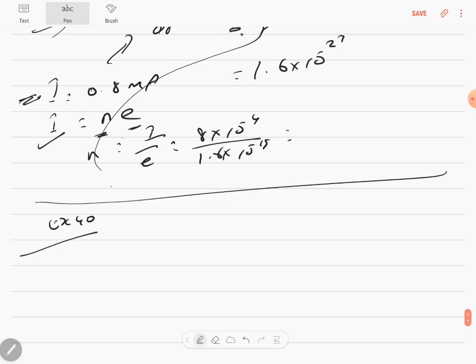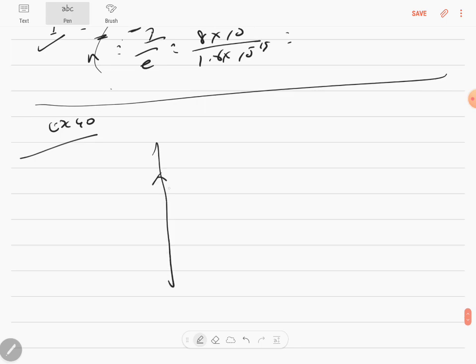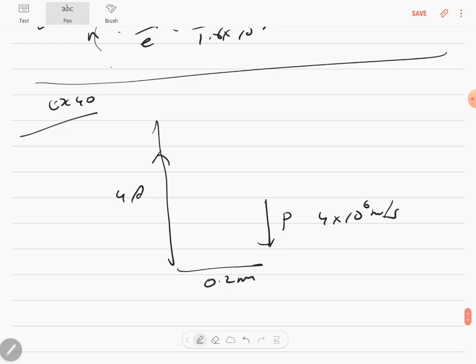It's too much. Okay. A long straight wire AB carries a current of 4 amps. A proton P travels parallel to this wire, going like this, it seems. 4 into 10 to the power 6 meter per second is the velocity, and it's at a distance of 0.2 meter from it, in the opposite direction, correct? Calculate the force with which the magnetic field of the current acts on the proton.